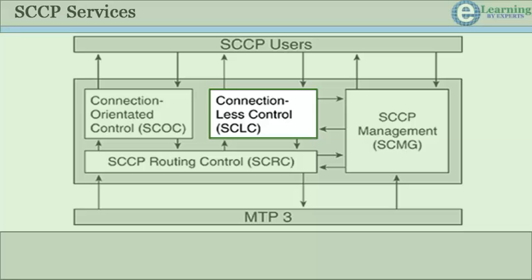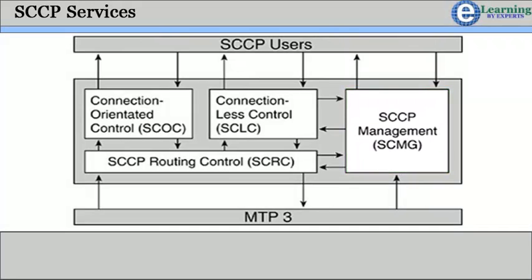SCCP Connectionless Control, SCLC, responsible for transferring data between SCCP users without creating a virtual connection. SCCP Routing Control, SCRC, provides additional routing beyond that offered by MTP3 through the use of global titles. SCCP Management, SCMG, responsible for tracking application status and informing SCMG at other SCCP nodes, as necessary.